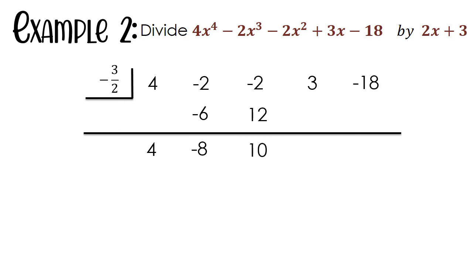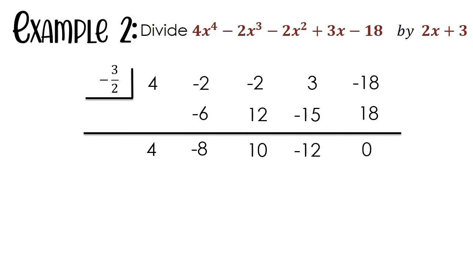10 times negative 3 over 2 is negative 15. 3 plus negative 15 is equal to negative 12. Negative 12 times negative 3 over 2 is positive 18. Negative 18 plus 18 is 0.